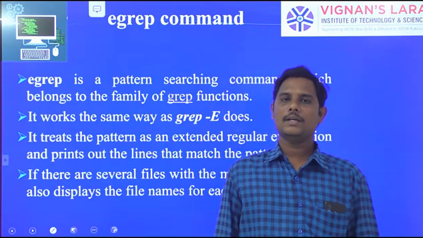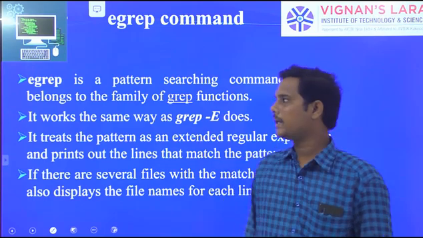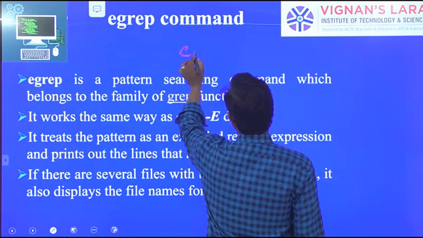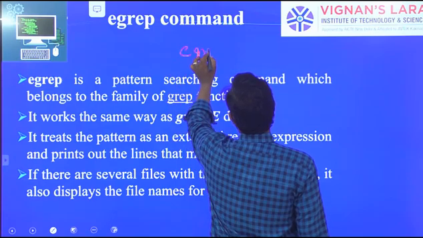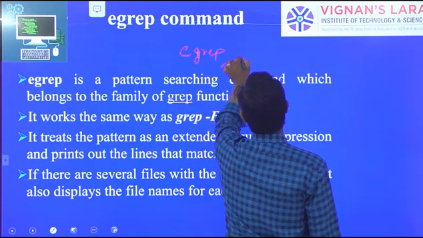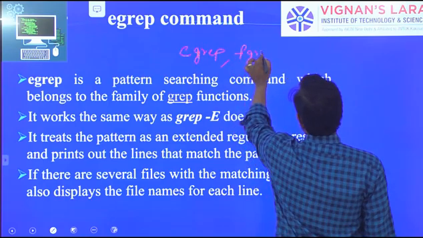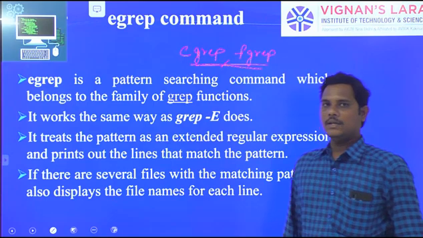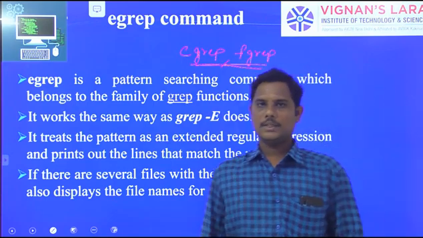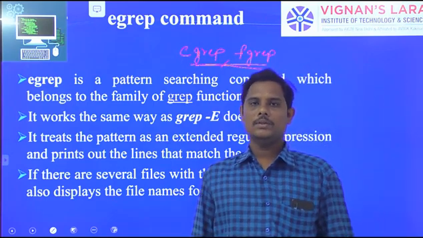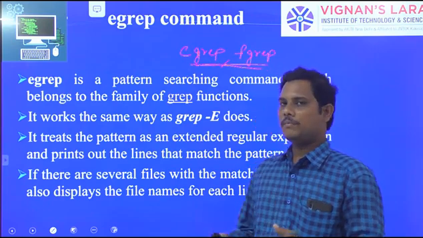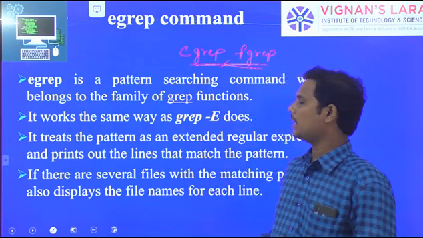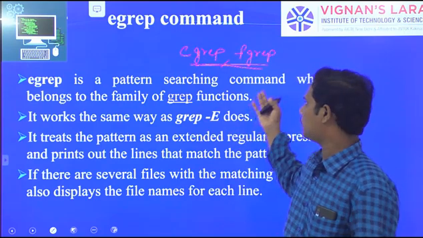The remaining 2 commands in the grep family are egrep and fgrep. These 2 commands are the grep family. So in this class I want to discuss these 2, and we will finish the grep family commands. You know already that these 2 are the grep family.